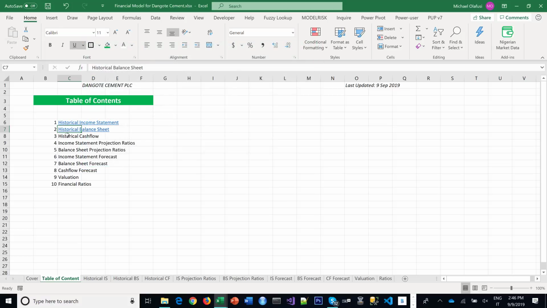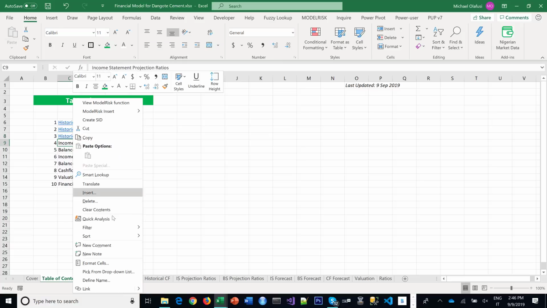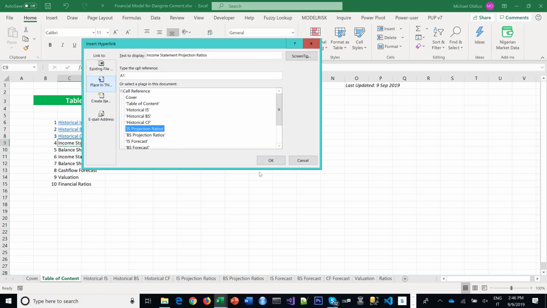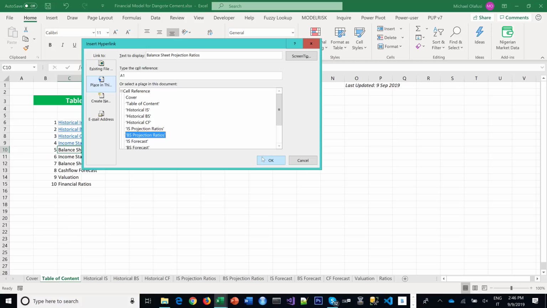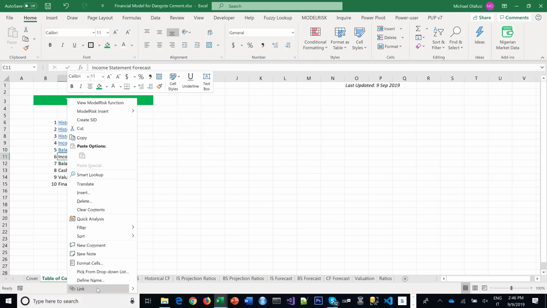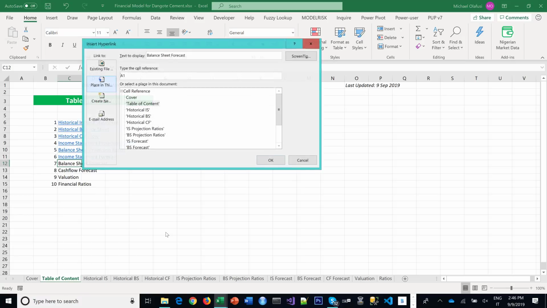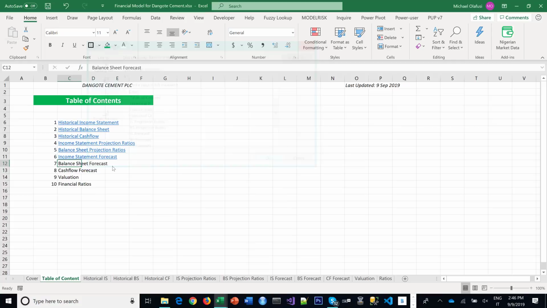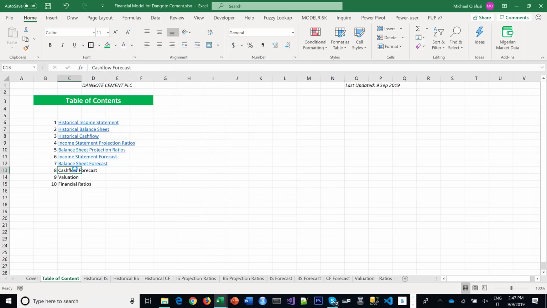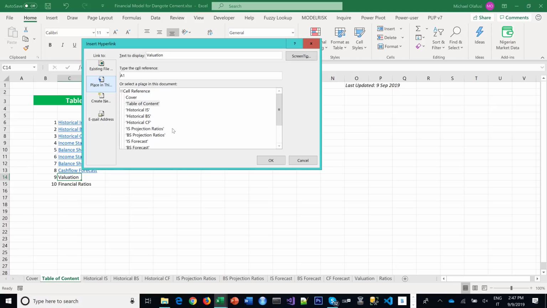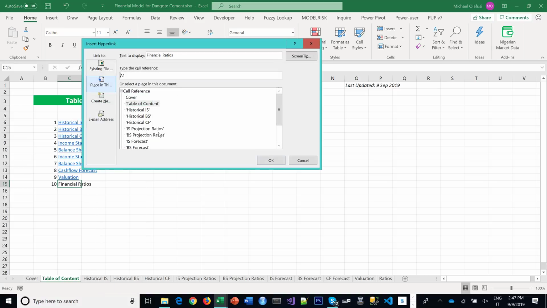Balance sheet, cash flow, income statement projection ratios, balance sheet projection ratios, income statement forecast, balance sheet forecast, cash flow forecast, valuation forecast, financial ratios.